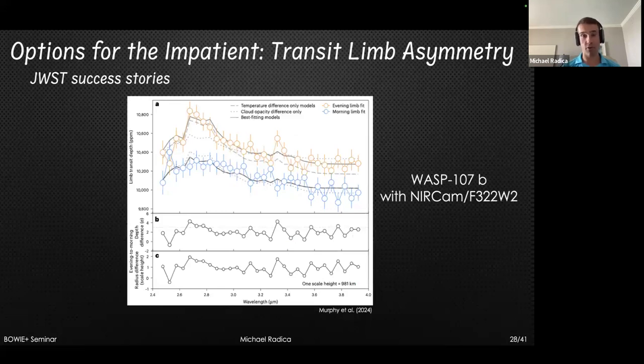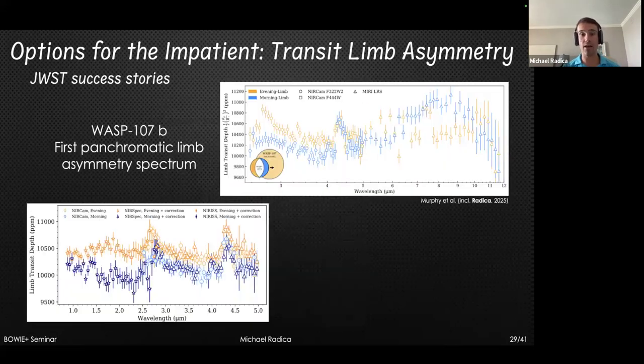We have this great spectrum of WASP-107b from Matt Murphy's work last year as well. This time with NIRCam, where again, we see a puffier, hotter evening hemisphere with larger spectral features compared to the morning. But I think even more remarkable than this NIRCam work is the panchromatic work that Matt published earlier this year, where now we see limb asymmetries not only in NIRCam, but across all 4 of JWST's instruments, with NIRISS, with NIRSpec, with NIRCam, and with MIRI.